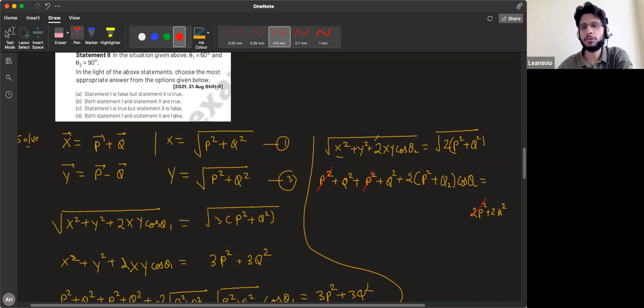Similarly, this 2q square, this thing and this thing will cancel. So you'll be left with twice of p square plus q square into cos theta 2 will be equal to 0. So you can write that cos theta 2 is 0. You can write that your theta 2 is 90. Hamza, Uneeb, clear?